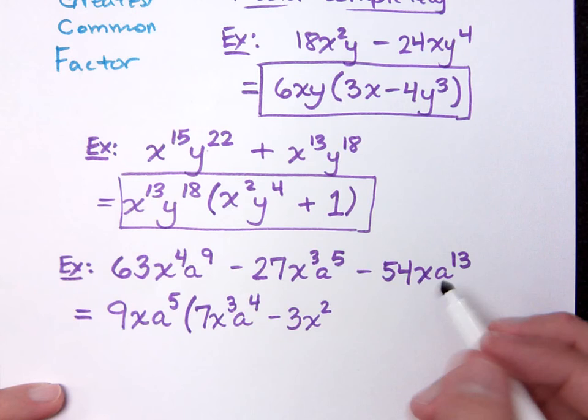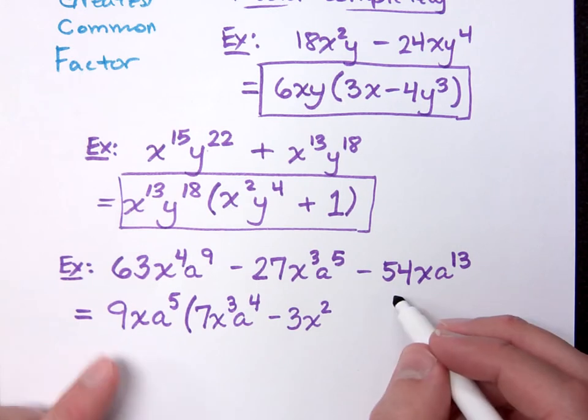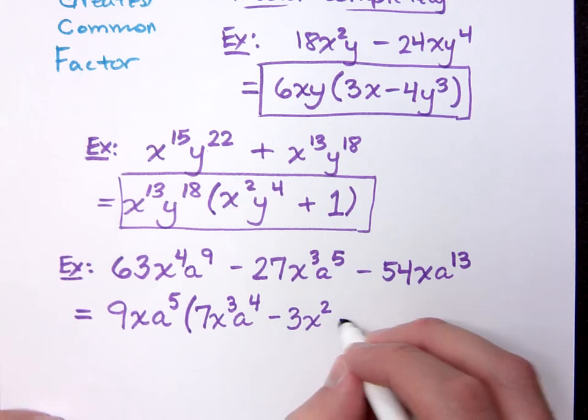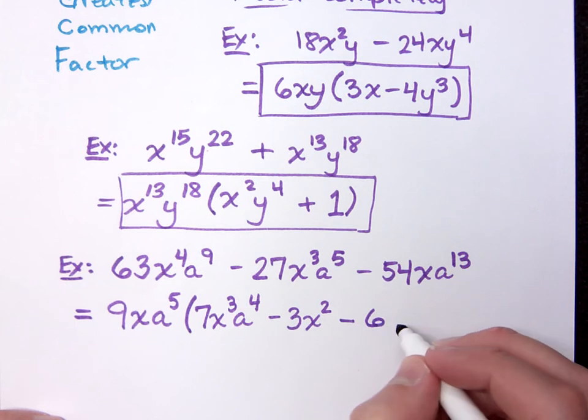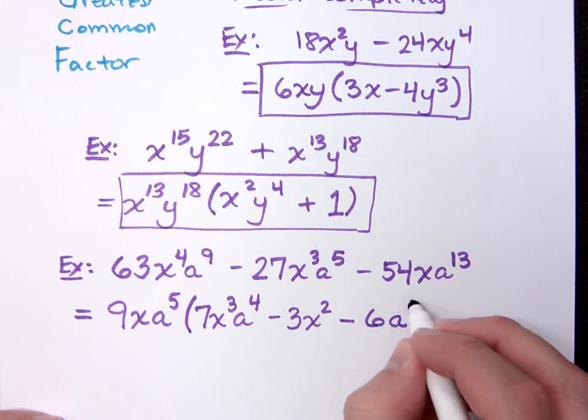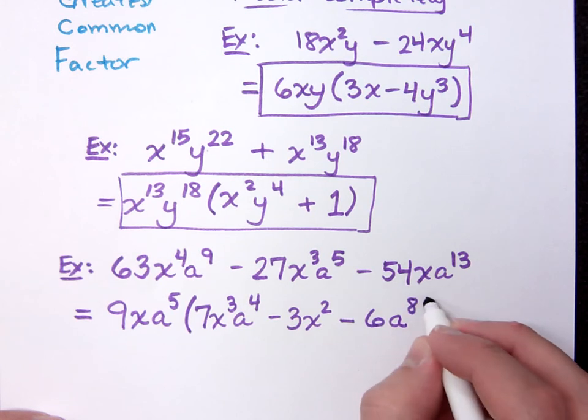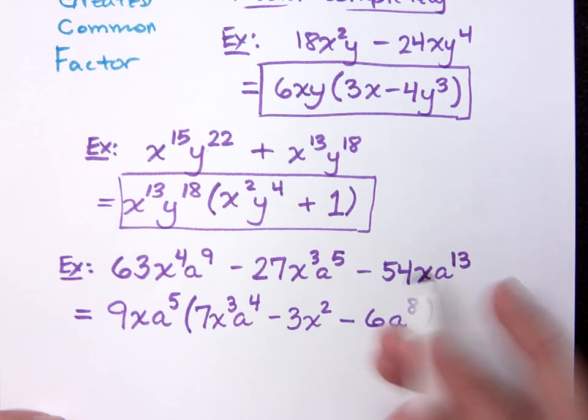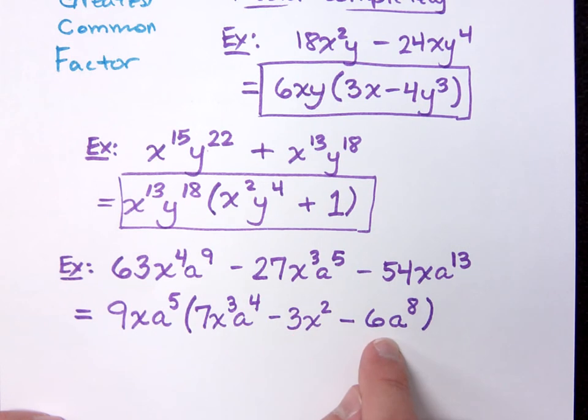Okay. Now here, negative 54 divided by 9 is what? Negative 6, how much x? How much a? A to the 8th. Is there anything else that all three of these terms have in common? No, not here. Sometimes there are things that are missing, like you forgot to take out the GCF. But no, this is all good.